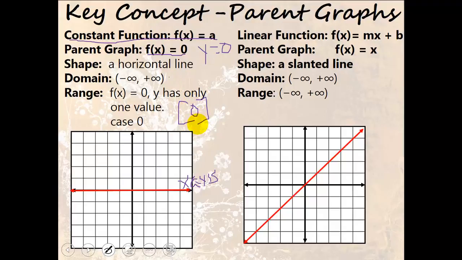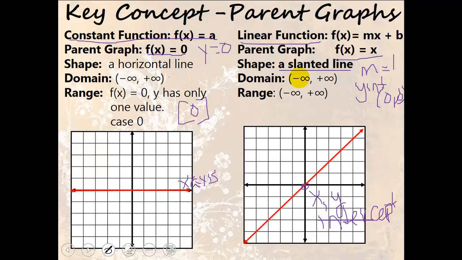A linear function, that's a slanted line. The simplest of all of them is f of x is equal to x. It has a slope of 1 and an intercept of 0, 0. Okay, here's my x and y intercept. Okay, the domain is negative infinity to positive infinity. The range, negative infinity to positive infinity. These don't have vertices, but you would talk about how the transformed graph's y-intercept changes.